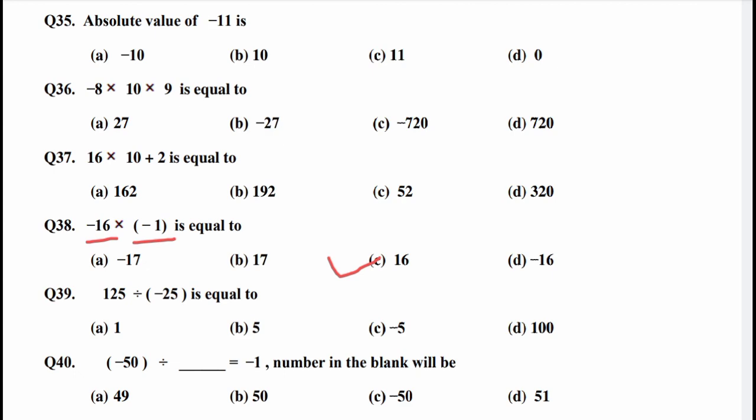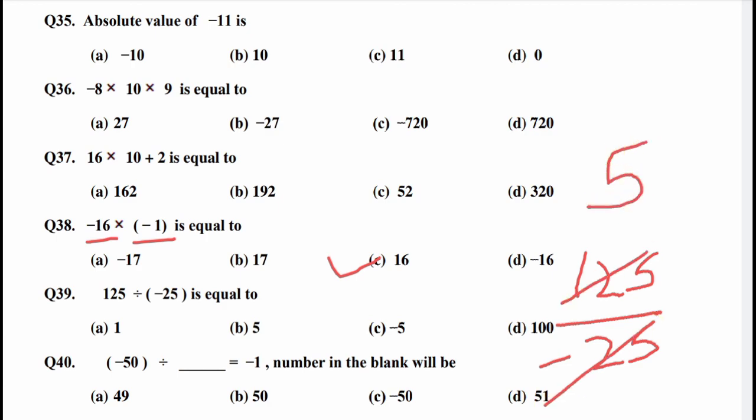Question number 39. 125 divided by -25 is equal to. If we divide 125 by -25, we know that 25 fives are 125 and one of the integers is negative, so the answer is also negative. So it is C, -5.